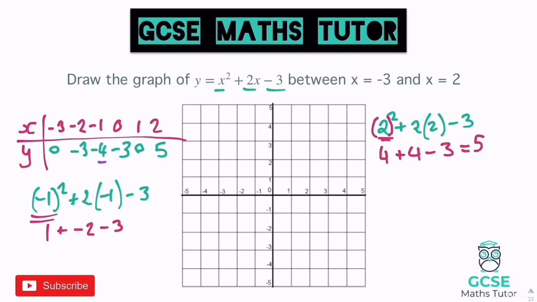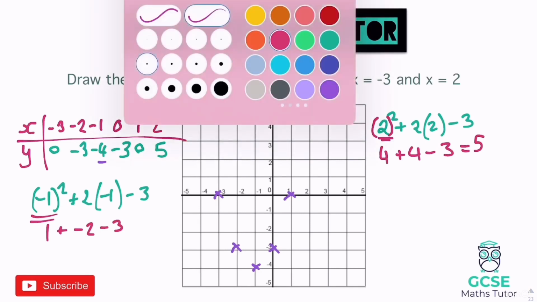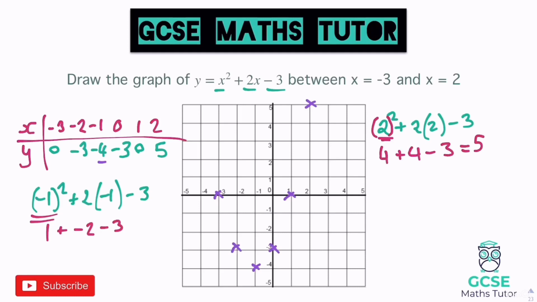So negative 3 to 0 is there. Negative 2 to negative 3 is there. Negative 1 to negative 4 is here. 0 to negative 3. 1 to 0, and 2 to 5, which is all the way up there. There we go. So this forms a quadratic curve, a parabola, and we just need to draw that with a nice smooth curve, as best you can, going through all the points. And there's our graph drawn.